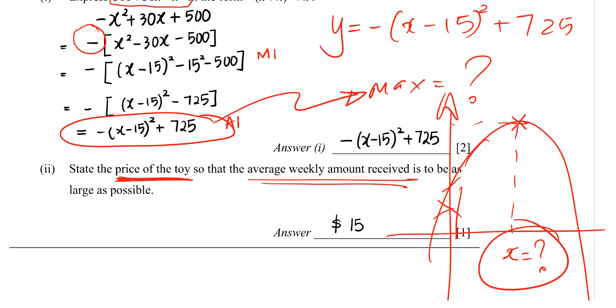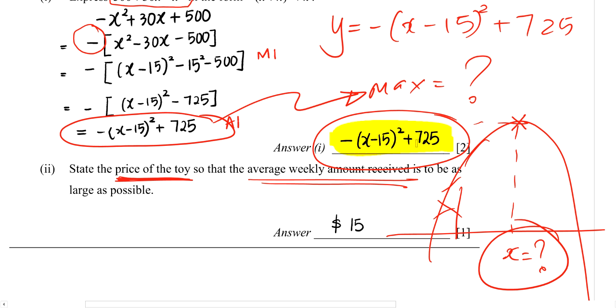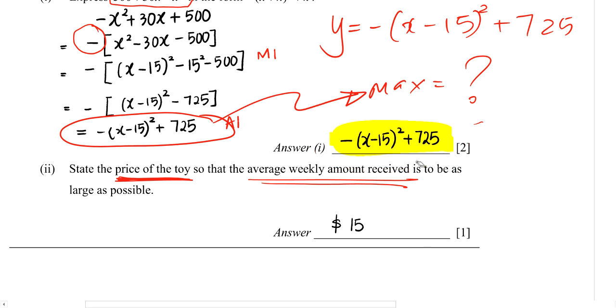From the equation of the graph, when you have already completed the square, what is the value of x such that this highlighted part is maximum? 15. How do you get 15? Yeah, just do whatever is inside the bracket. x minus 15, let this be equal to 0. Therefore, x equals 15. That's the answer. 1 mark only.